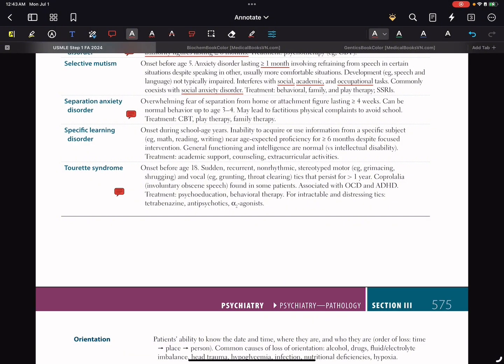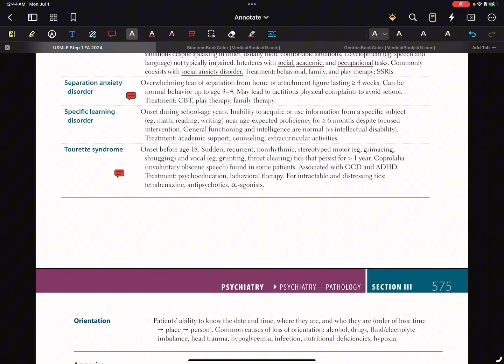Separation anxiety disorder: overwhelming fear of separation from home or attachment figure, lasting for more than 4 weeks. Four weeks for separation anxiety. Can be normal behavior up to age 3 to 4. May lead to factitious physical complaints to avoid school. Treatment is CBT, play therapy, family therapy.